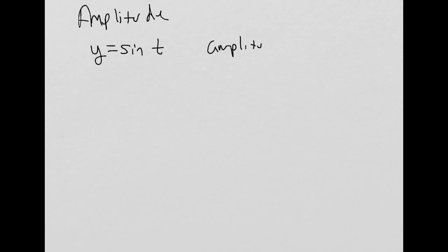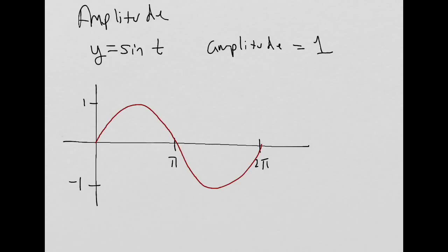And the first one that I want to talk about is amplitude. So if I have y equals sine of t, the amplitude of that graph is going to be 1. As we see here, the amplitude's 1 because the distance from the axis to the peak is 1. From the axis to the trough is 1. So the maximum distance I can get away from the x-axis for this graph is 1.